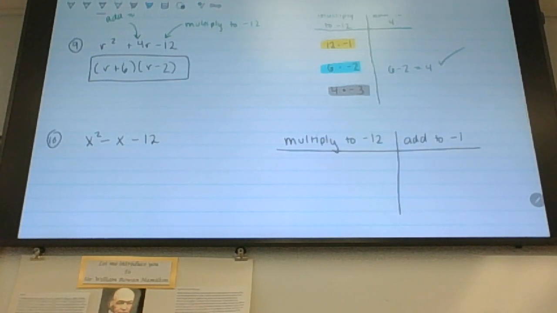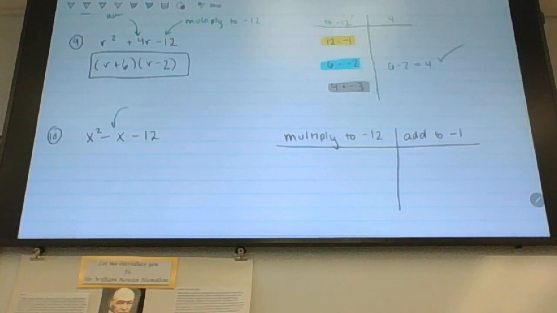All right, this time we have to add to negative 1. Right here is a negative 1. We don't see the 1. It's invisible, but that's what the b value is, the middle value. So I'm going to use the same 3. 12 times negative 1, 6 times negative 2, and 4 times negative 3. So which one is it? Which one will combine to be negative 1?